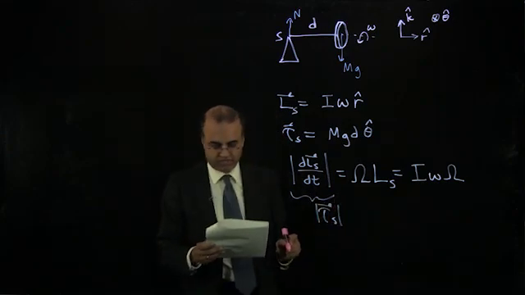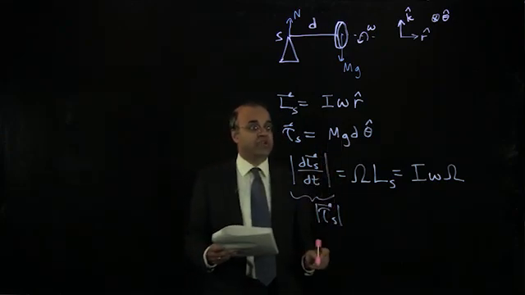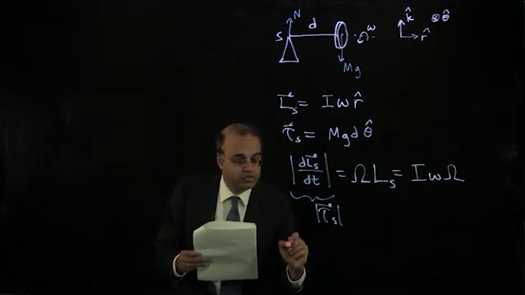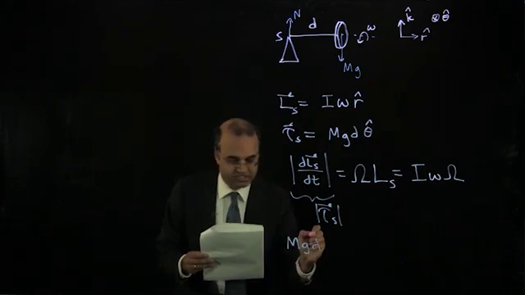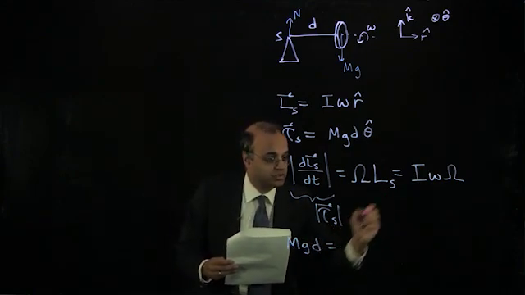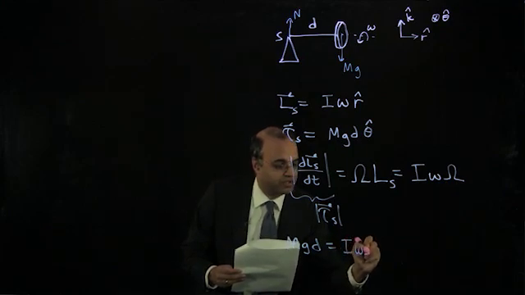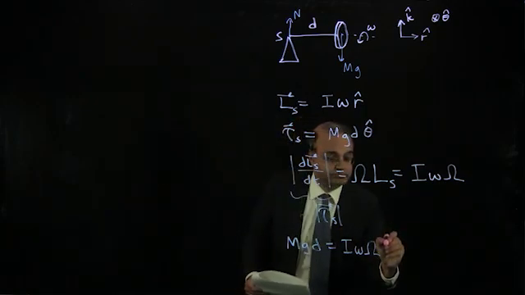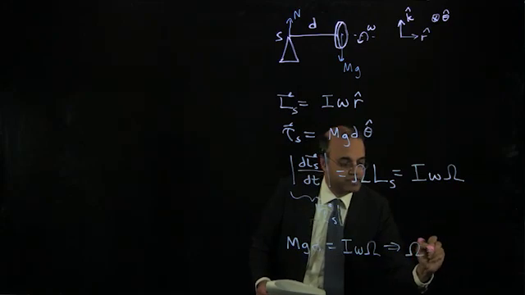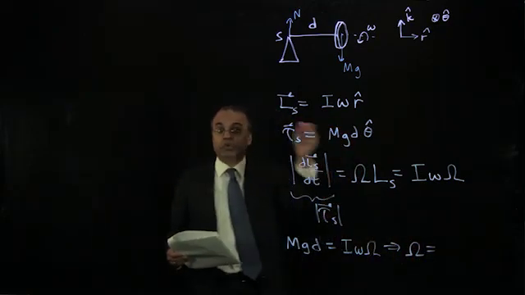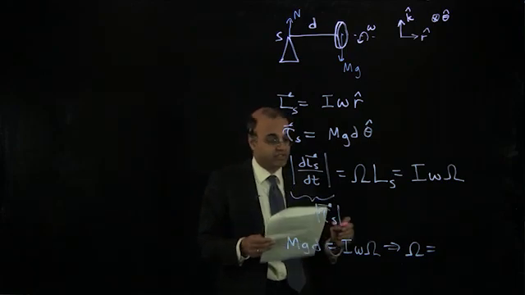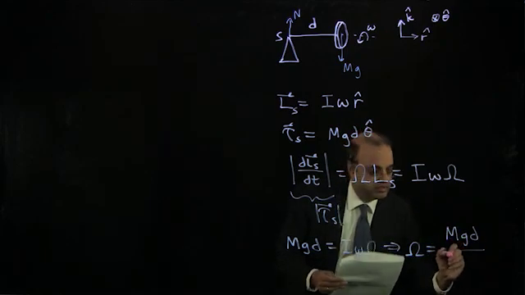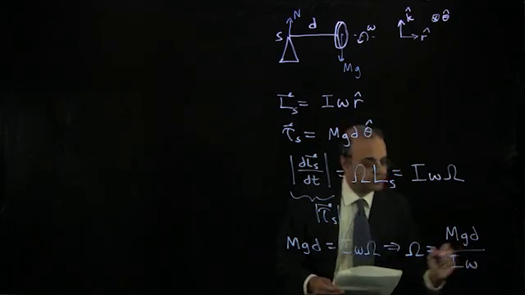Now this quantity here, dL/dt, is the torque. So that's the magnitude of the torque. But the torque, we said, is equal to mgd in the theta hat direction. And so the torque mgd is equal to I little omega times big omega. So I can solve for big omega. And big omega, which is the angular speed of rotation of the angular momentum vector, is mgd divided by the moment of inertia I times little omega.